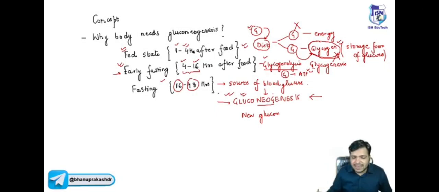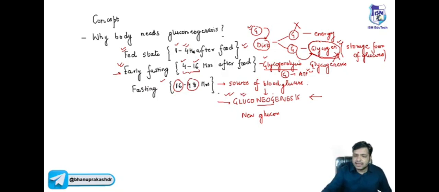Then there are fatty acids, you already know. Gluconeogenesis also requires ATP, and where does ATP come from? That is beta oxidation of fatty acids. We will learn each and every step one by one.